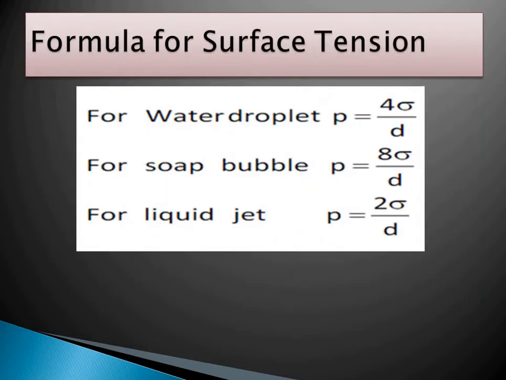Okay, so for the purpose of water surfaces, the formulas are: for a water droplet, pressure P can be given as 4 times sigma divided by D. For a soap bubble, the formula can be given as P is equal to 8 times sigma divided by D, and for a liquid jet, the formula is given as P is equal to 2 times sigma divided by D.